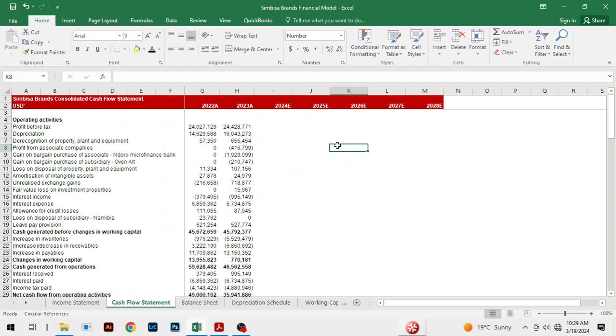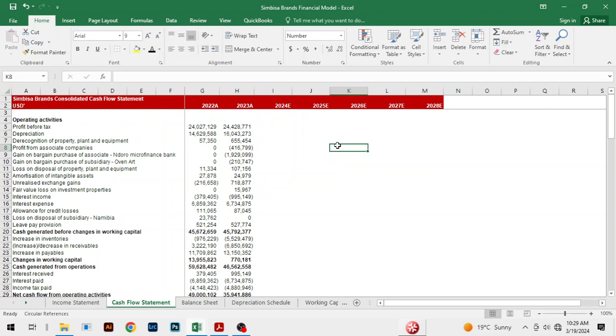The way we projected the consolidated income statement for Simbisa Brands. So in this section of the course, we are going to look at how to project the cash flow statement. So without wasting time, let's dive right into it.